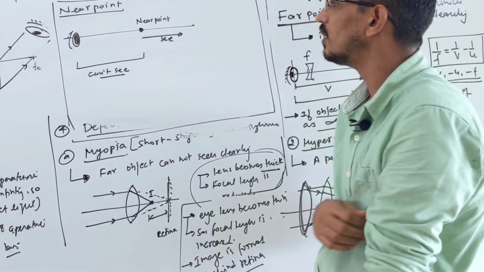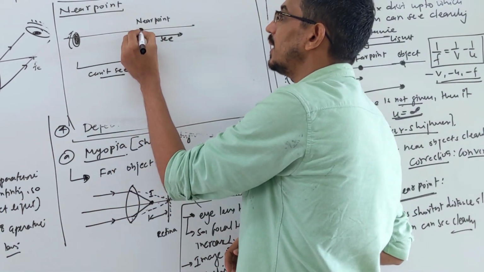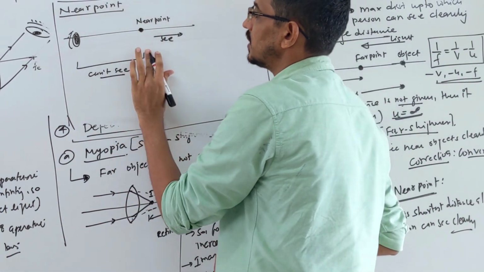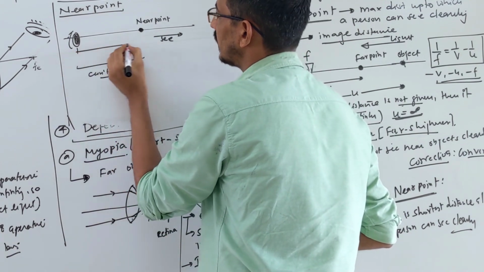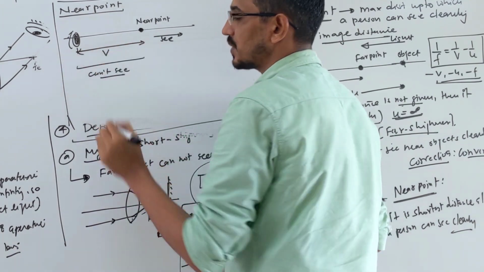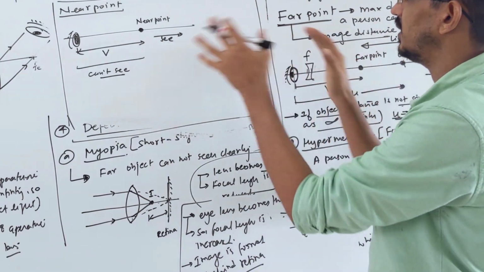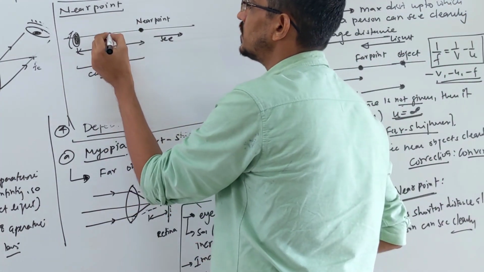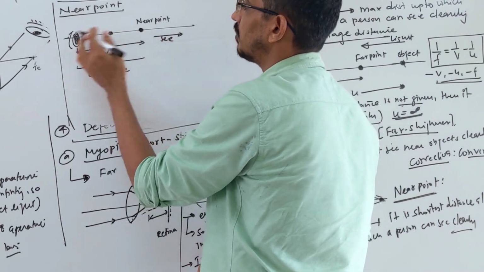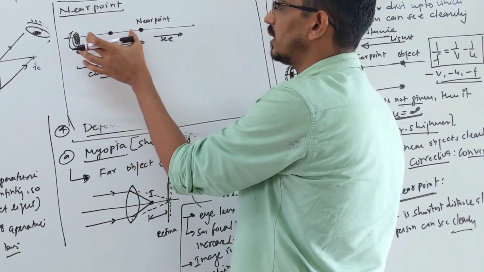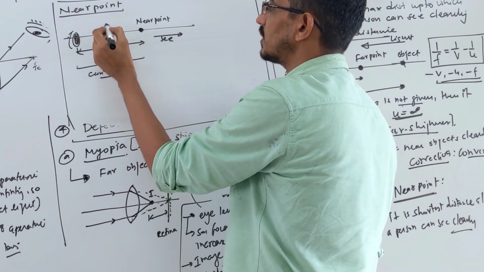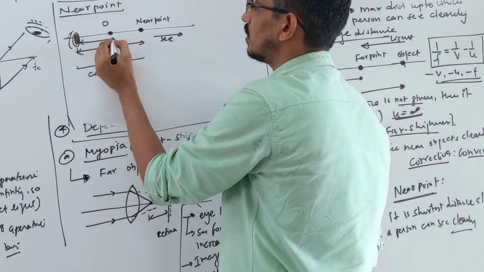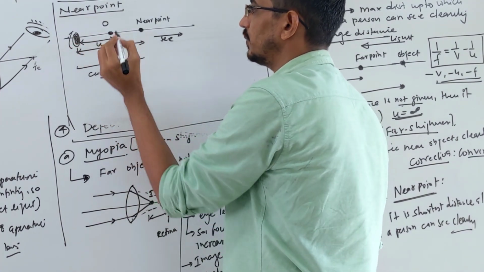Again, you see that the image will be formed here. This is your image distance only. Far point and near point, both are image distances. So the object will be placed between the near point and your eye, because here you cannot see clearly. Suppose the object is placed here, this is your object. That distance is called your object distance, U.